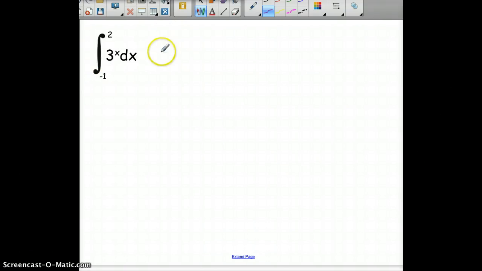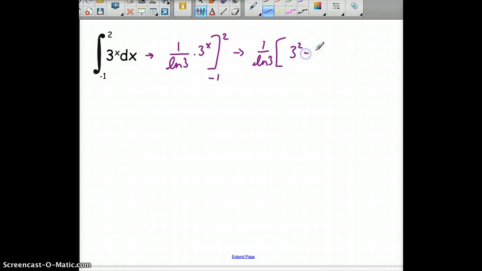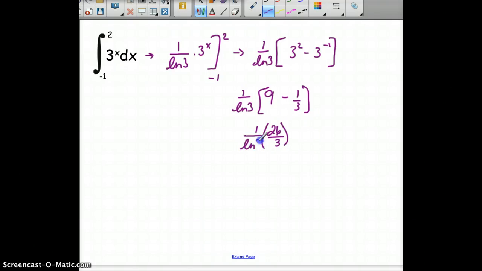Definite integrals, pretty easy, just 1 over natural log of 3 times 3 to the x, and then from negative 1 to 2. So plugging in, we have 1 over natural log of 3 times 3 squared minus 3 to the negative 1. So that's 9 minus 1/3. You could leave it like that or simplify it. 27/3, 26/3. There's your exact answer. Alrighty.